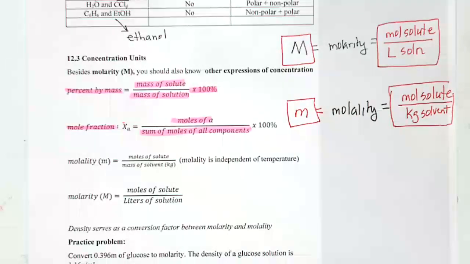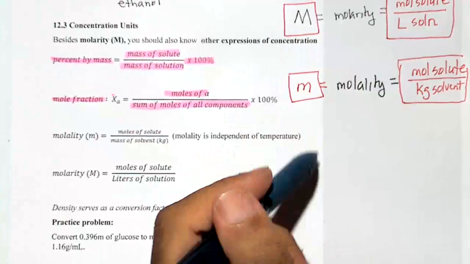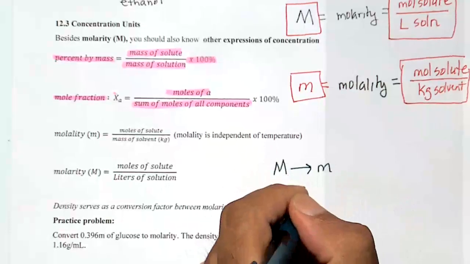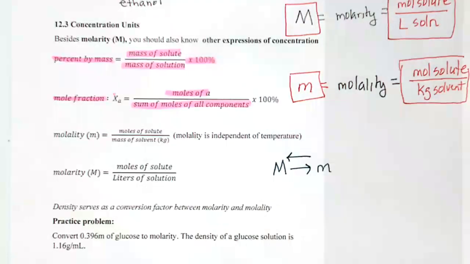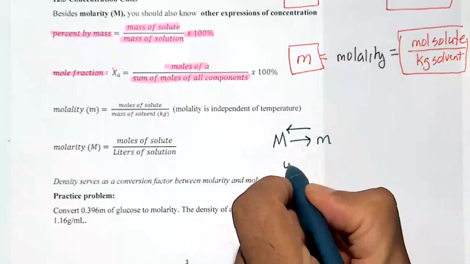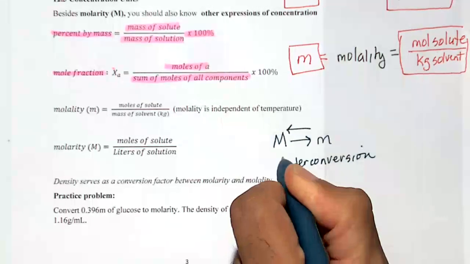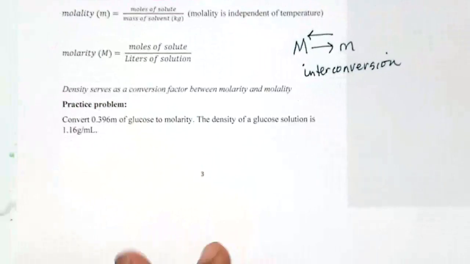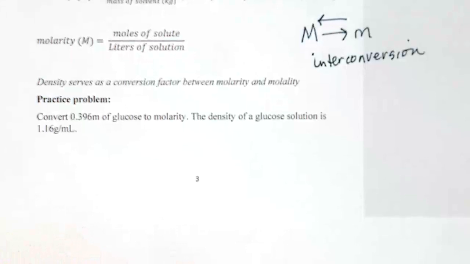What makes this very difficult for our students is how to go from one to the other. Can we go from molarity to molality, or from molality to molarity? The interconversion is what we'll do now. All right, are you ready to do these types of problems? Okay. All right, let's do these types of problems here for the next 20 minutes or so.